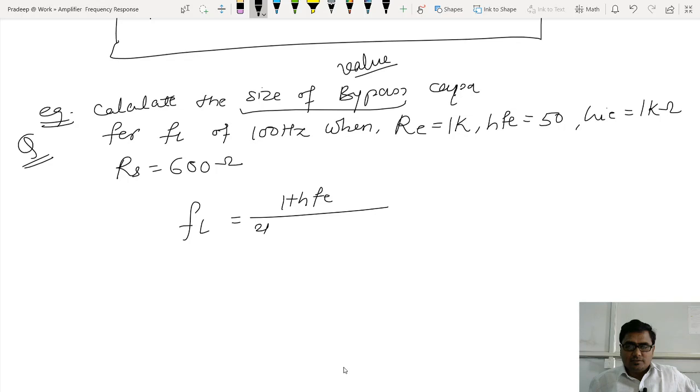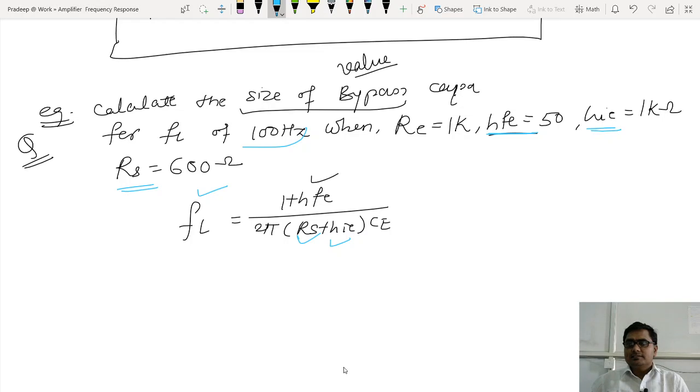If you have a notebook, just check what I am writing. It is 2 pi (RS plus hie) multiplied by CE. hFE is given, and the lower cutoff frequency is also given. Then RS and hie are given. See, everything is given except CE. Then how will you calculate CE?